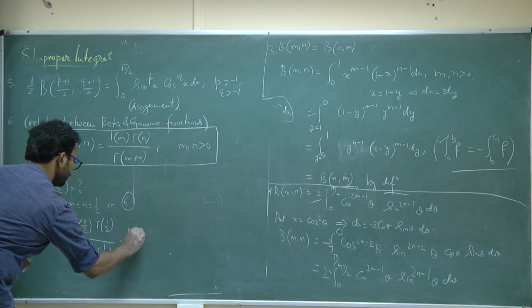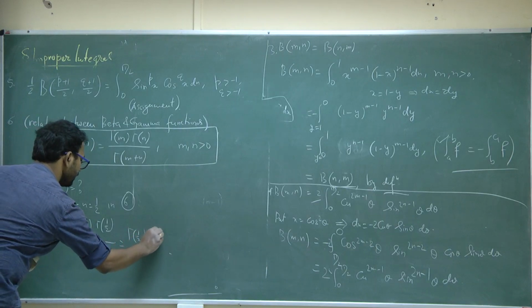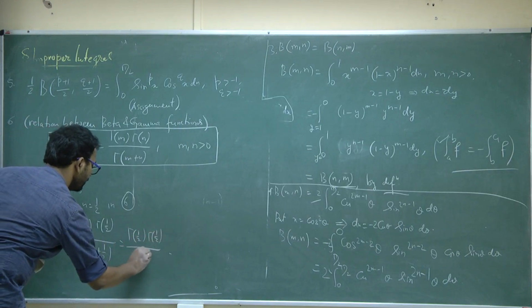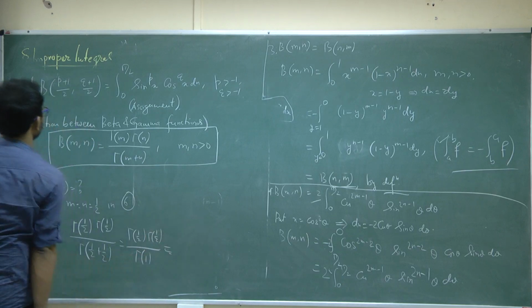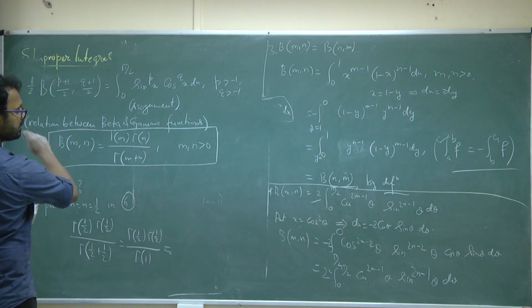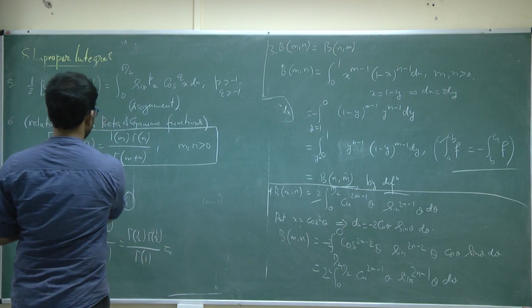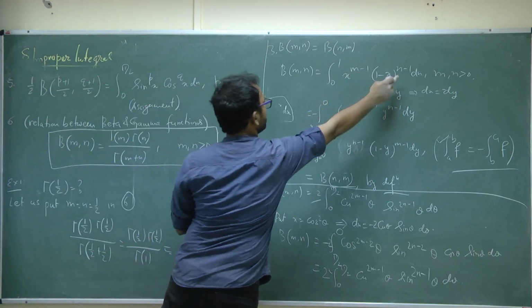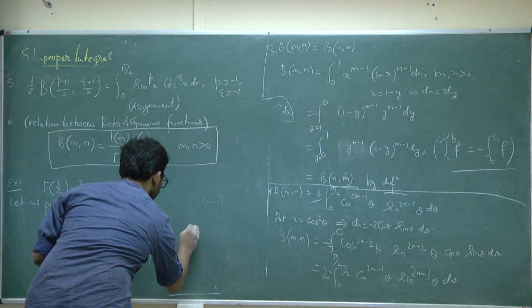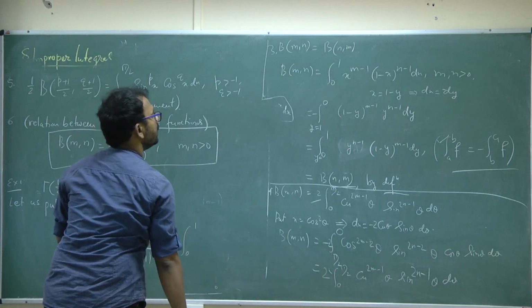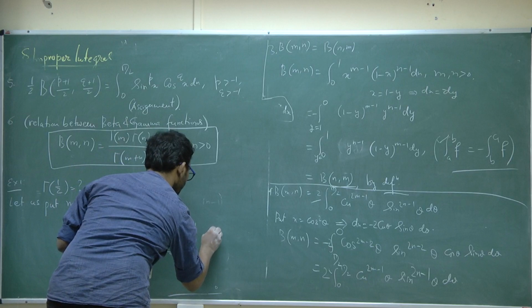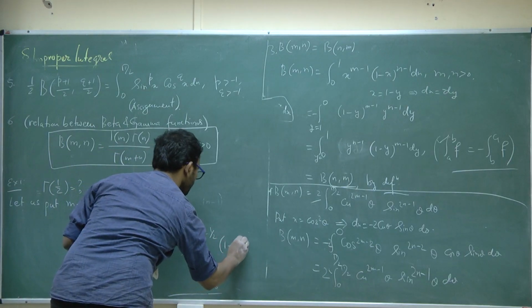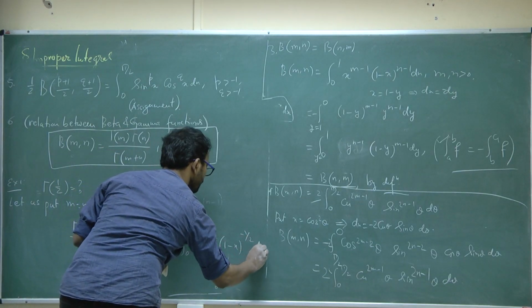So, gamma half divided by gamma 1 is equal to your beta function. Remember, we have chosen m and n as half. So here half and here half. So this will become the integral from 0 to 1 of x to the power minus half, 1 minus x to the power again minus half, dx.